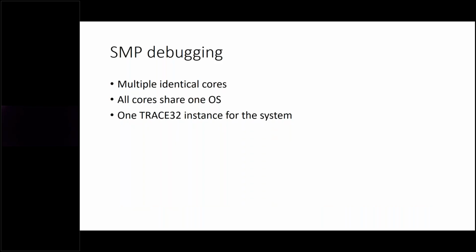SMP stands for symmetric multiprocessing. This is what you would use when you debug a system with multiple identical cores, and all of the cores share the same OS. In this case, we will only have one Trace32 instance. Now I'm going to switch to Trace32 and show you a little bit about SMP debugging. We will debug with 4 A53 cores.